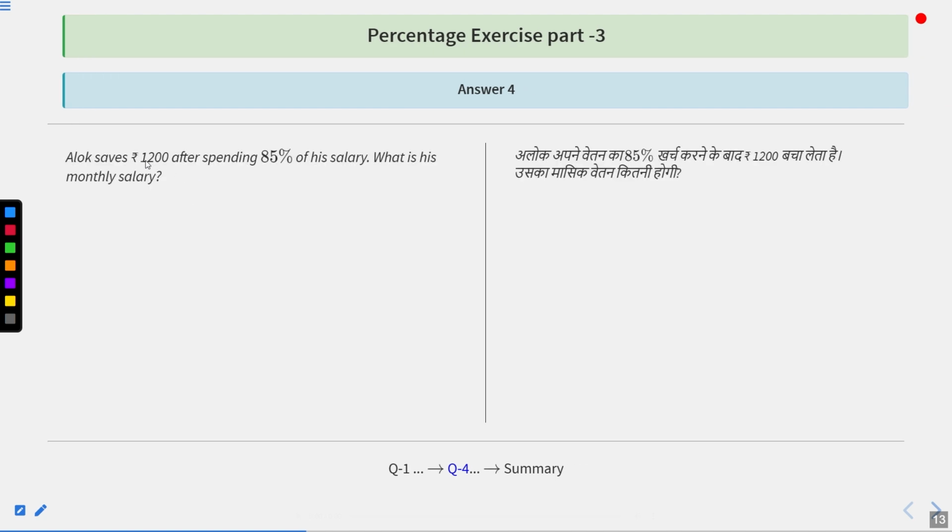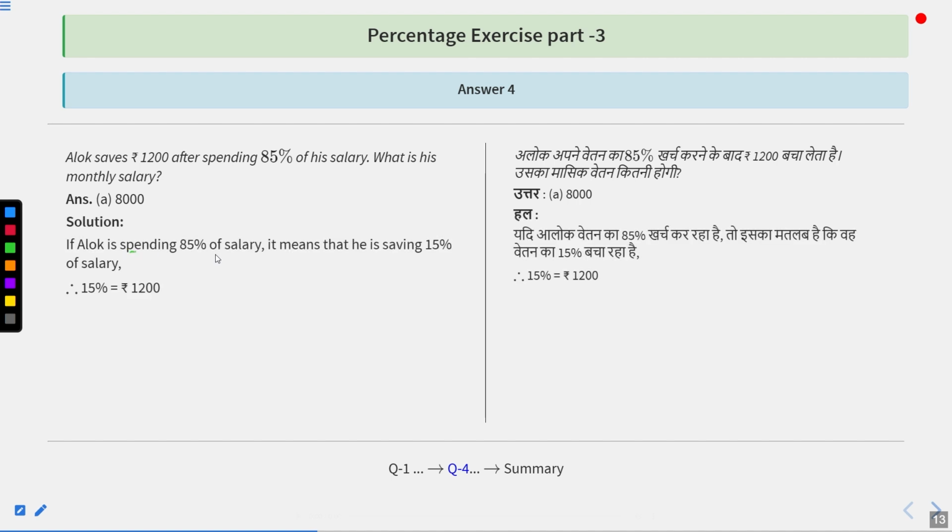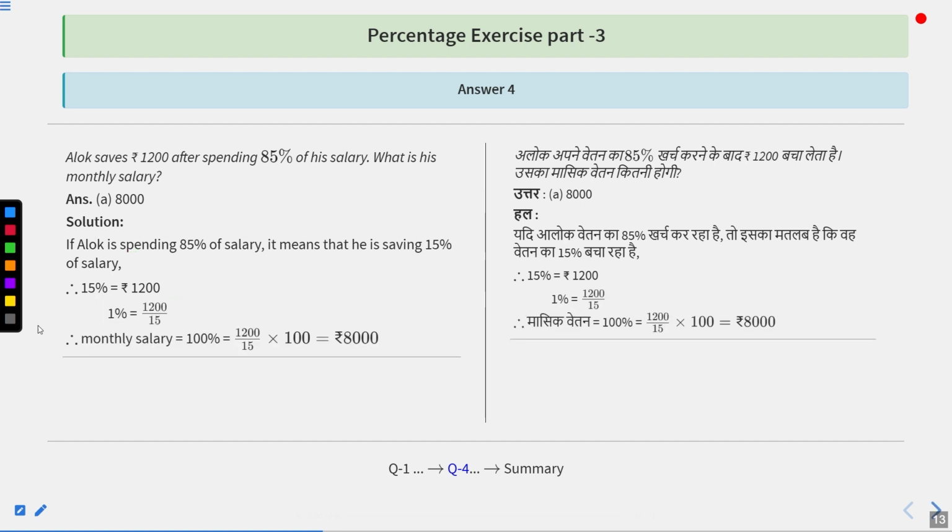Now, the saving of Alok and the spending of salary are also given to you. You have to find the monthly salary. Now, if Alok is spending 85% of salary, it means that he is saving 15% of salary. So we can say that 15% is equivalent to 1200 rupees. It was already given in the question. So therefore, from here, 1% is going to be 1200 upon 15. Monthly salary is always 100%. So if 1% is 1200 upon 15, then 100% is going to be 1200 upon 15 into 100. That is rupees 8,000. Option number A is the right answer.